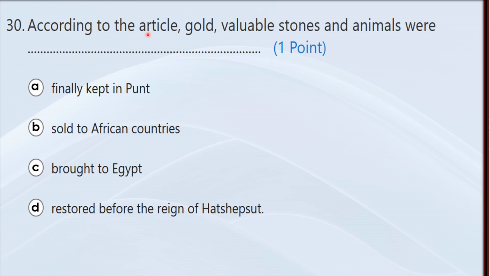So according to the article, the passage, gold, valuable stones and animals were finally kept in Punt, sold to African countries, brought to Egypt, restored before the reign of Hatshepsut. Think of the right answer.